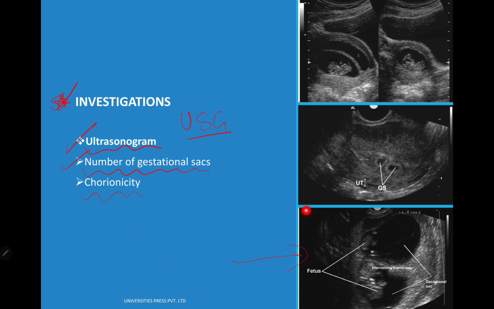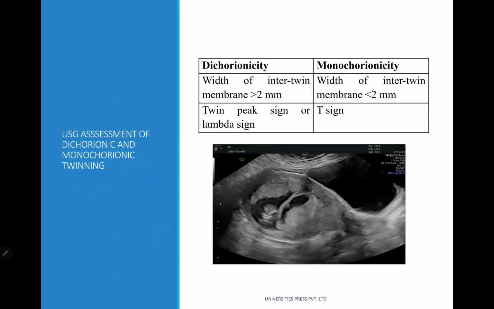Look at this figure, guys. This is an ultrasonogram and there are two separate gestational sacs. So first you can see the number of gestational sacs. In this case, there are two separate gestational sacs. And then you look for chorionicity. How many chorions are there? So these are the two things mainly you need to see in ultrasonogram in case of multiple pregnancy, the number of gestational sacs and chorionicity.